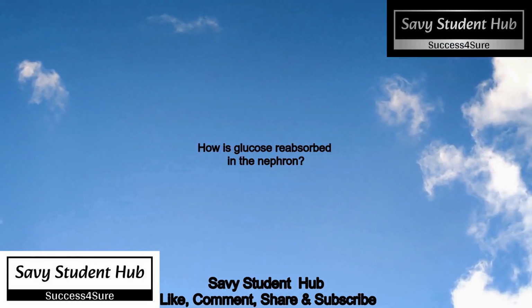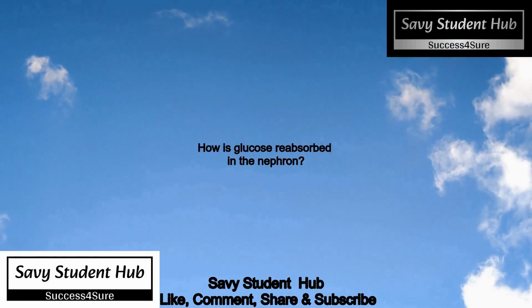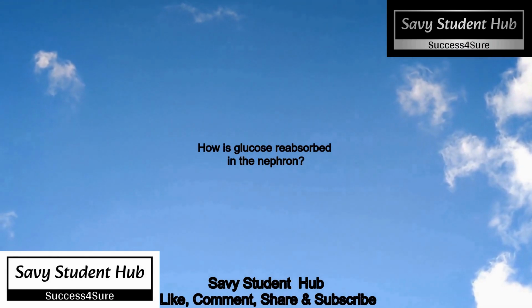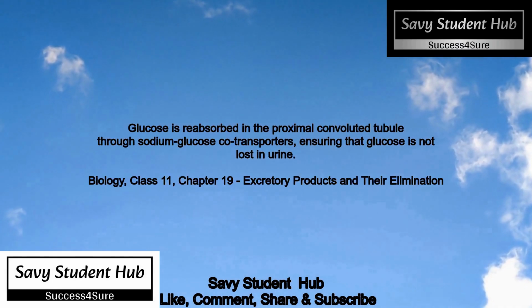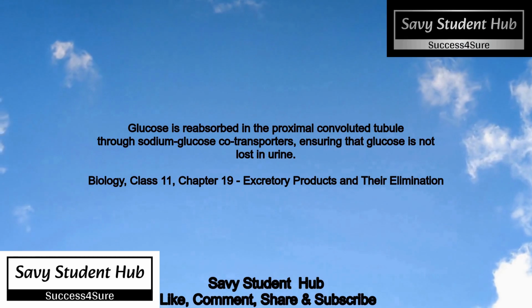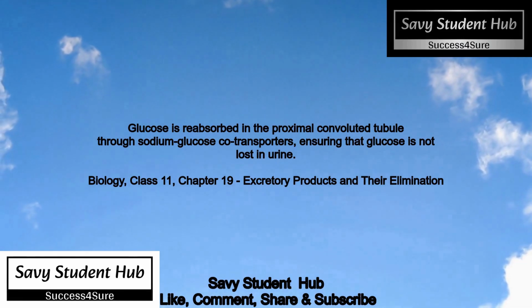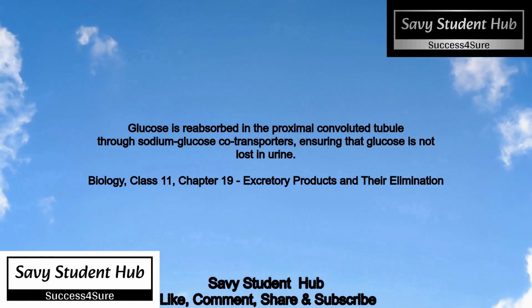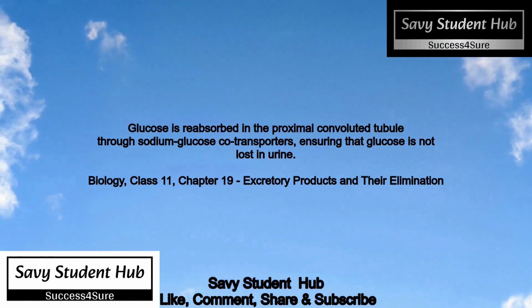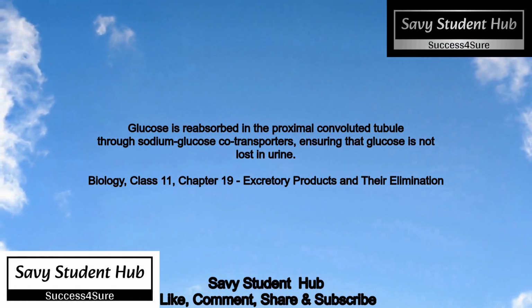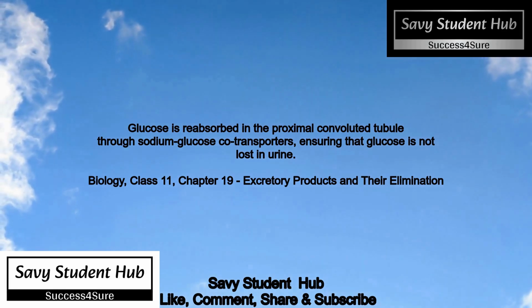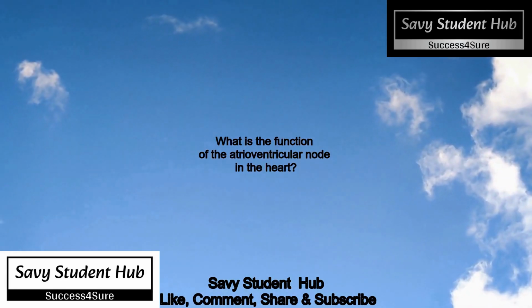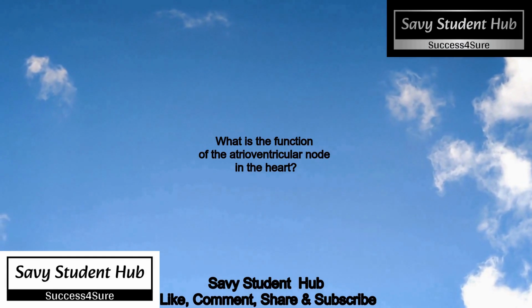How is glucose reabsorbed in the nephron? Glucose is reabsorbed in the proximal convoluted tubule through sodium-glucose cotransporters, ensuring that glucose is not lost in urine.